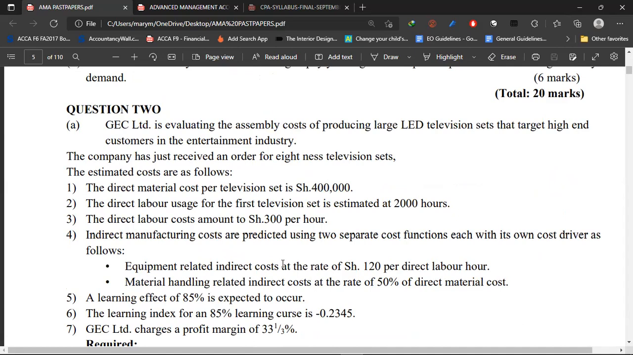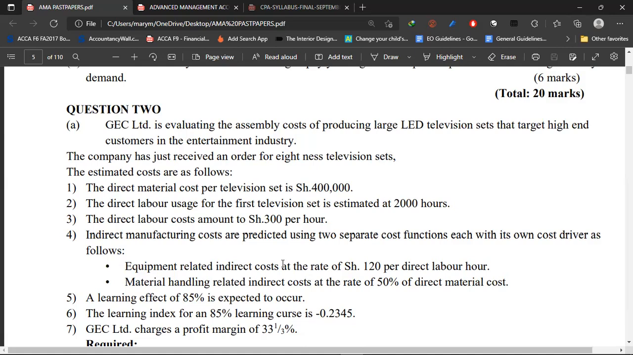Jack Limited is evaluating the assembly cost of producing large LED television sets that target high-end customers in the entertainment industry. The company has just received an order for 8 new television sets. The estimated costs are as follows. The direct material cost per television set is shillings 400,000. The direct labor usage for the first television set is estimated at 2,000 hours. The direct labor cost amounts to shillings 300 per hour.